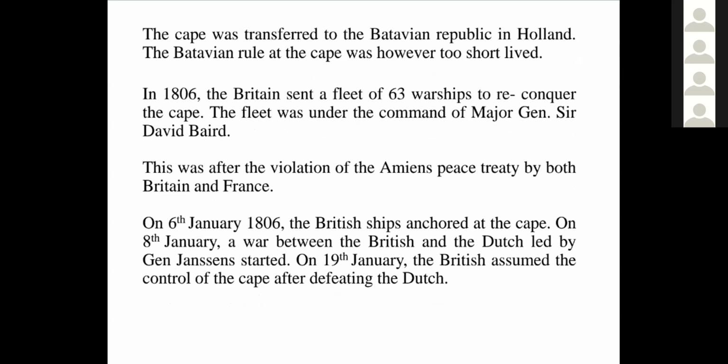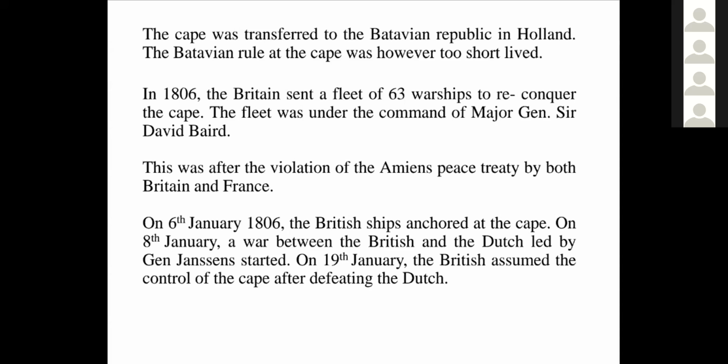On 6th January 1806, the British ships anchored at the Cape. On 8th January, a war between the British and the Dutch, led by General Johnson, started. When we talk of the Dutch here, I actually mean the Batavians, because the Batavians were also Dutch from Holland, although from part of Holland called Batavia. General Johnson was a commissioner at the Cape under the Batavians. We shall see that later.